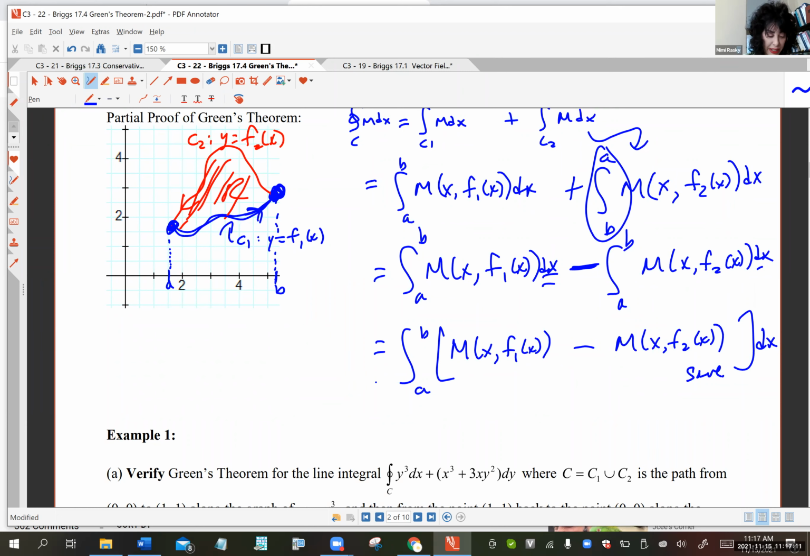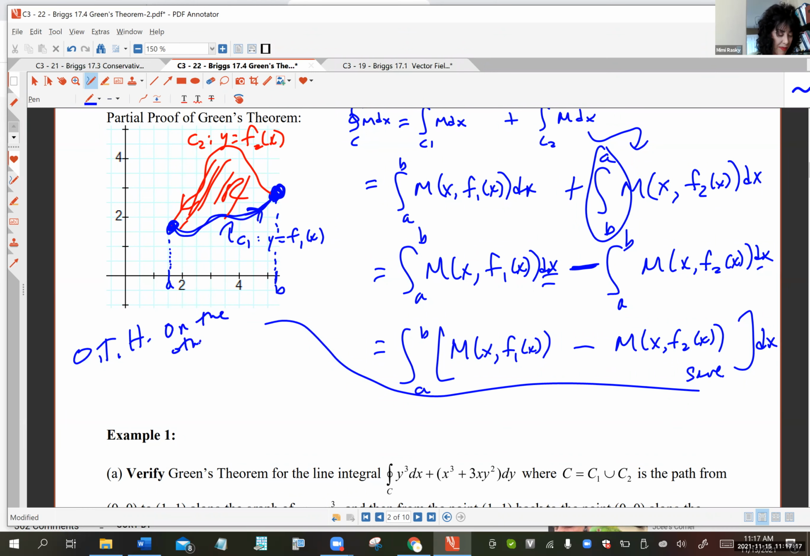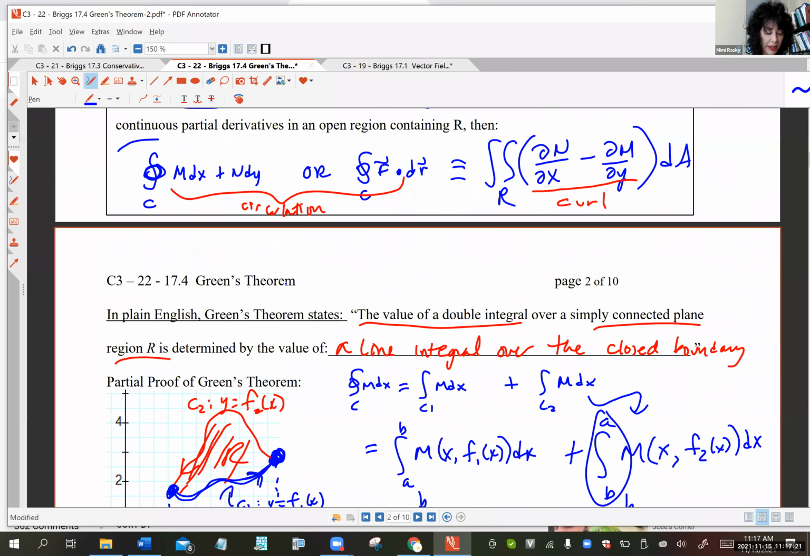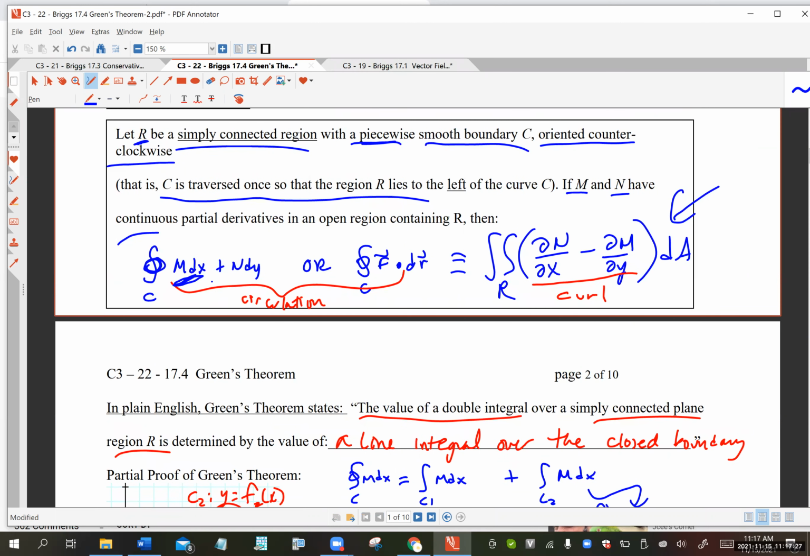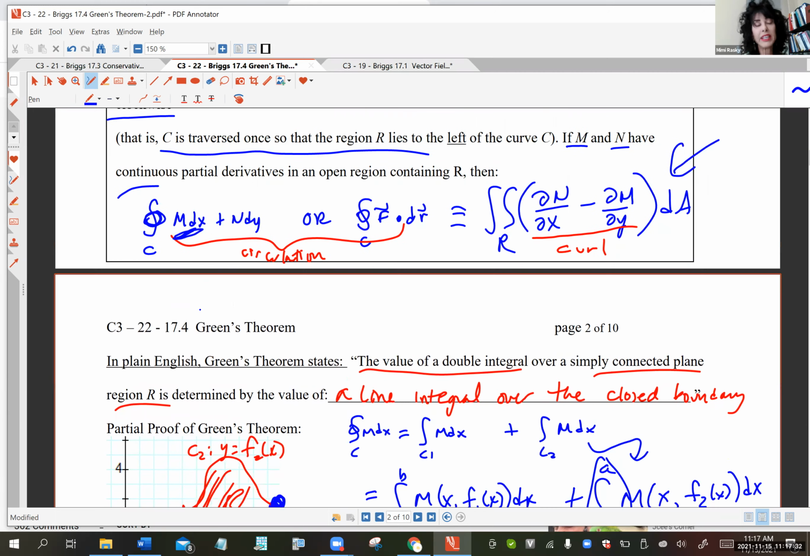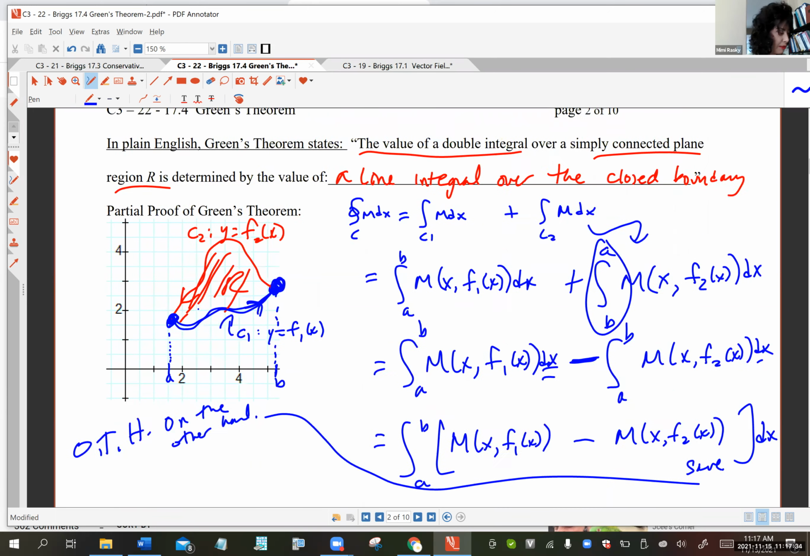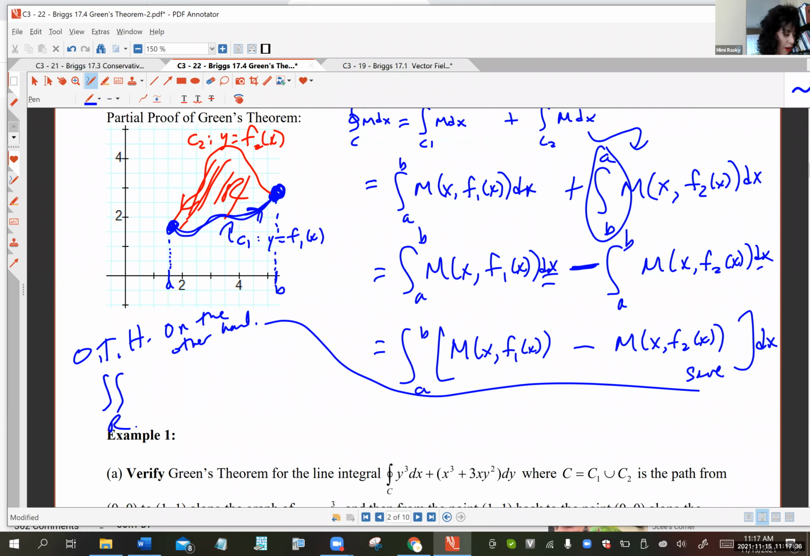Let's stop there. And then on the other hand, OTH stands for on the other hand, when I'm doing Green's here, I want to look at the right-hand side of Green's, which involves a double integral. And since we're only looking at half of the line integral, the part that involves the M, let's just look at the M part of the double integral. So you've got this double integral over R, and let's just look at the dM/dy portion only.